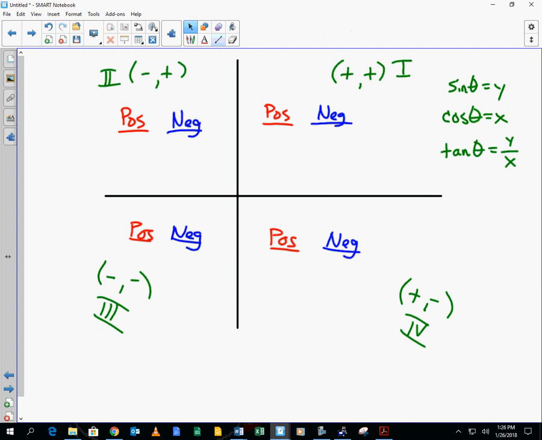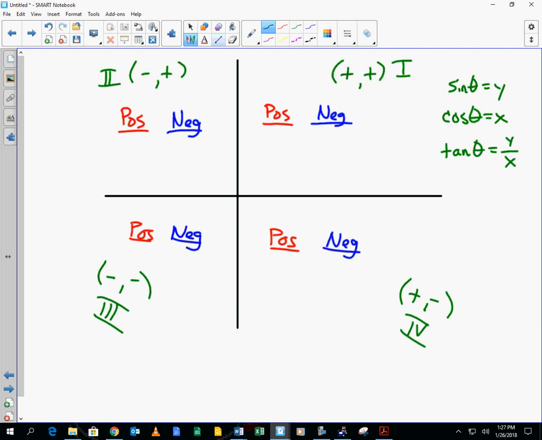What's negative in Spanish? Negativo. Positivo. Negativo, positivo, yes? All right. Is okay?